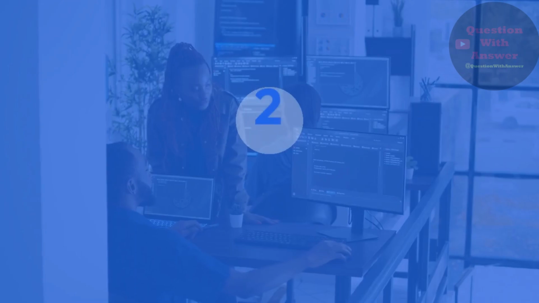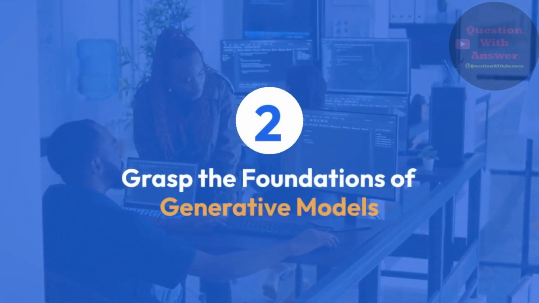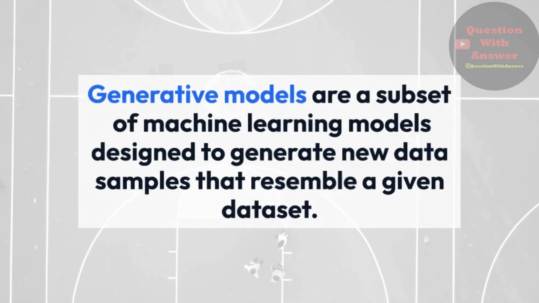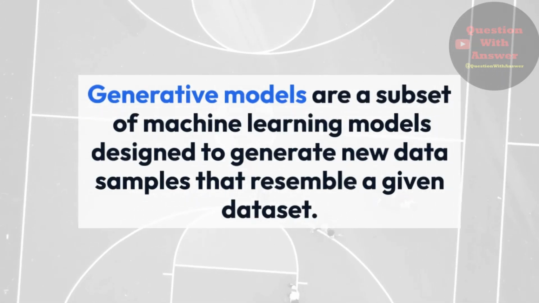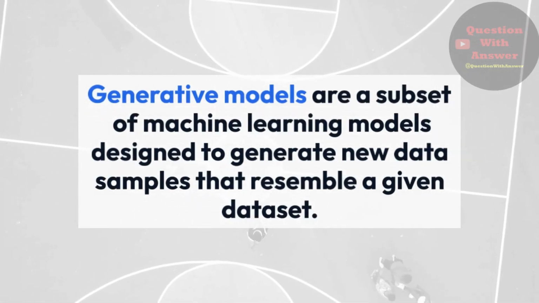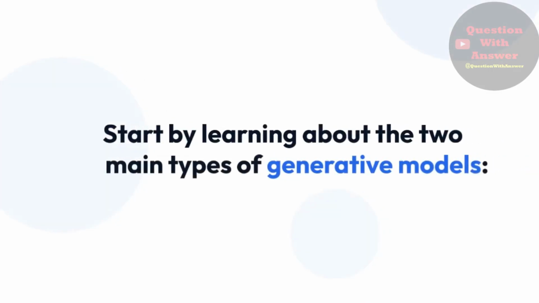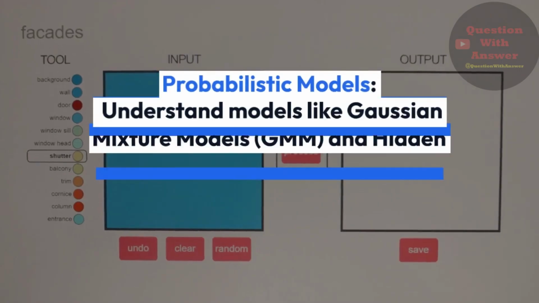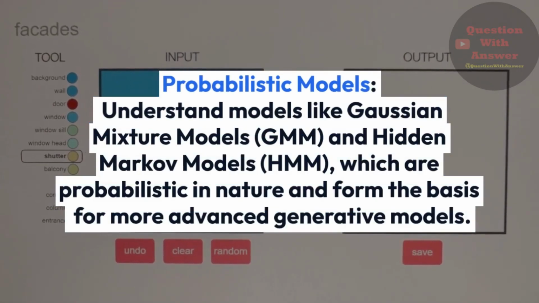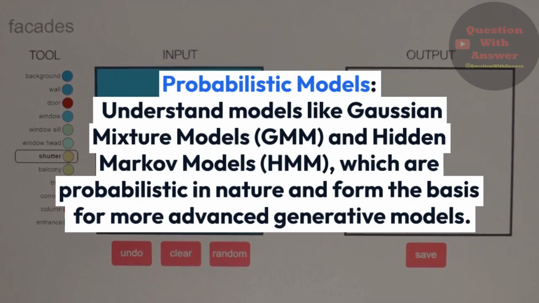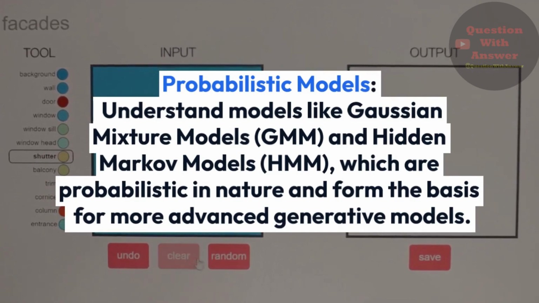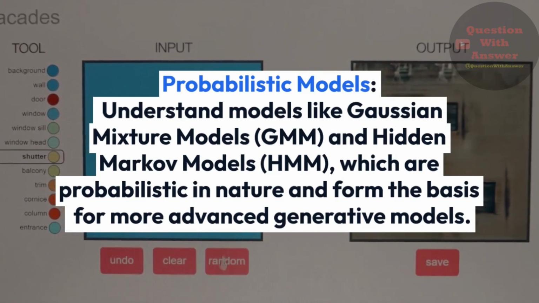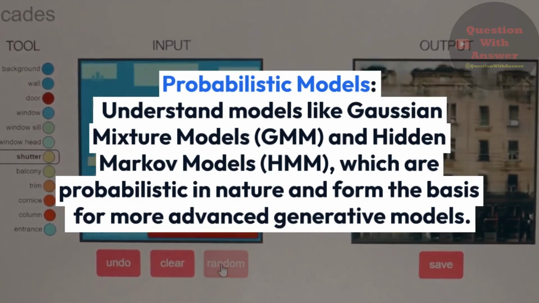Step 2. Grasp the foundations of generative models. Generative models are a subset of machine learning models designed to generate new data samples that resemble a given dataset. Start by learning about the two main types of generative models. Probabilistic models. Understand models like Gaussian mixture models or GMM and hidden Markov models or HMM, which are probabilistic in nature and form the basis for more advanced generative models.